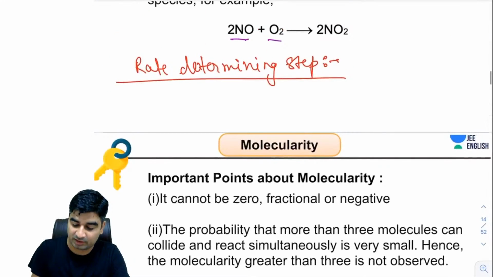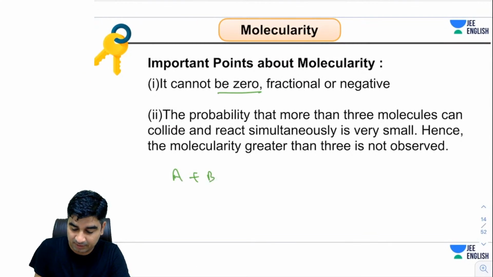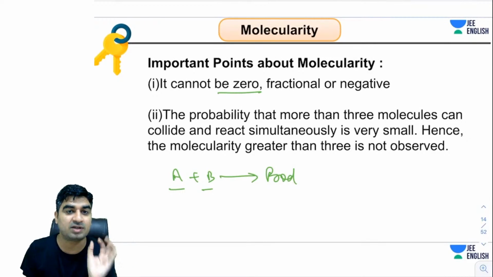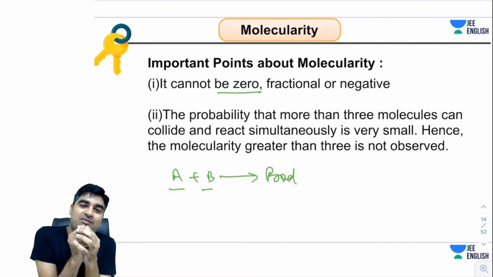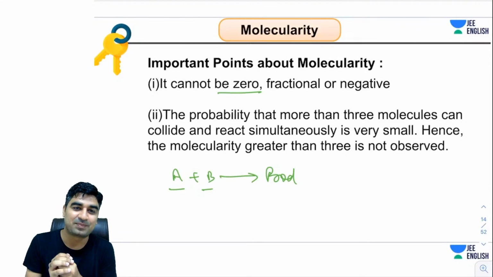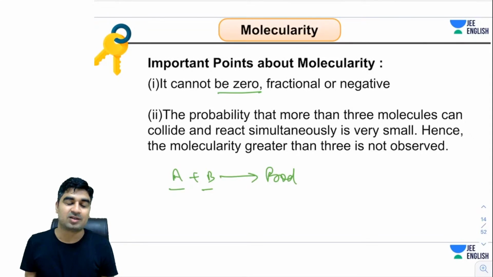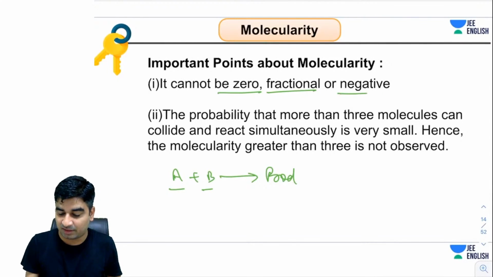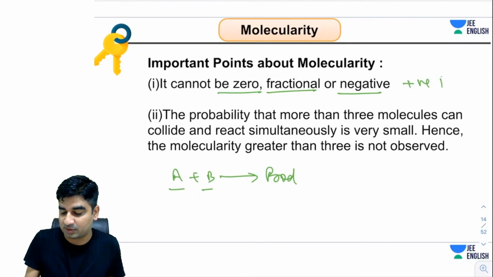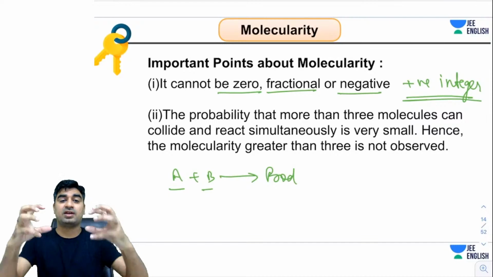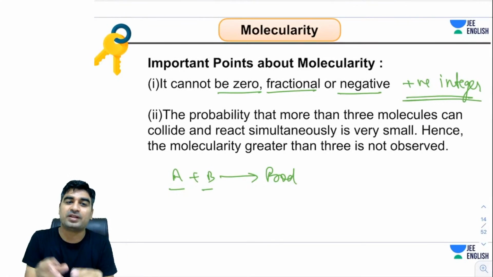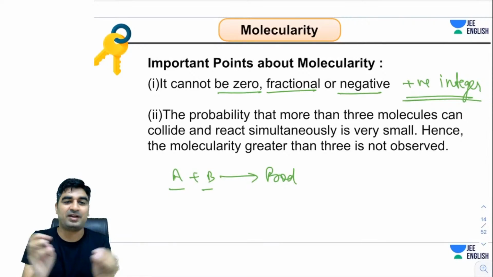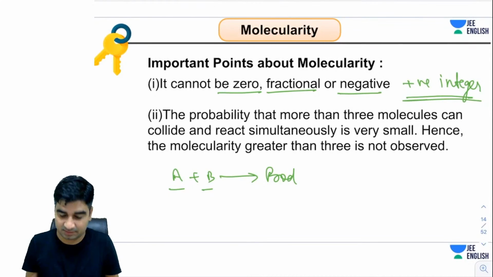When I'm saying molecularity, A and B, two molecules, are combining and giving me product. So molecularity will always be a positive integer, because there cannot be a collision in which half of A collides with complete B. It can never be fractional, and negative has no meaning. By definition, molecularity can never be zero, fractional, or negative. It will always be a positive integer, because either two molecules will combine or three will combine, but one and a half will never combine. How will half of A combine with B? That is not possible. If A and B are combining, then those will be complete, right?